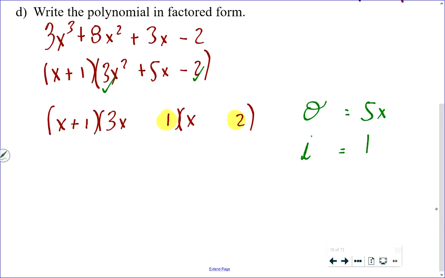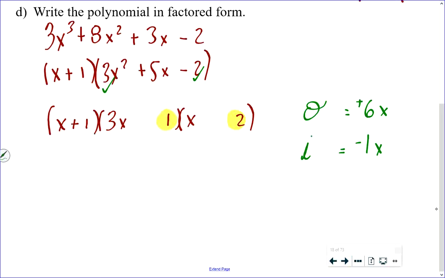1x. Sorry. Occasionally, my brain does that. The outer is 6x. 2 times 3 is 6. My inner is 1x. Can I combine those to get positive 5x? And the answer is yes, if this is positive and this is negative.